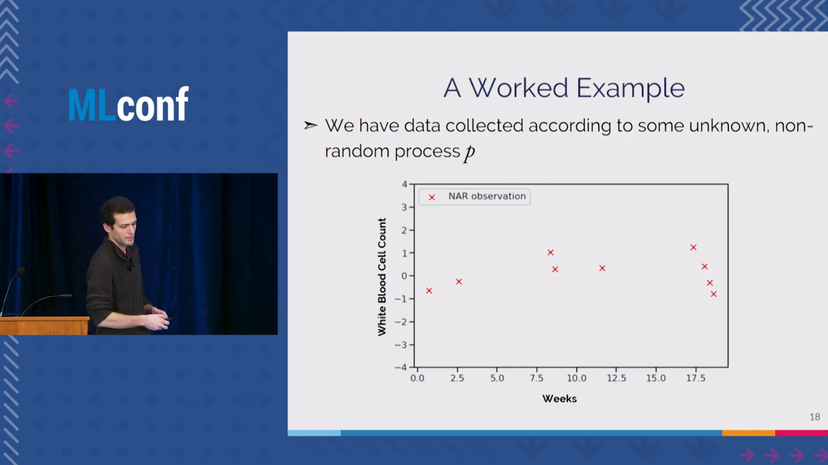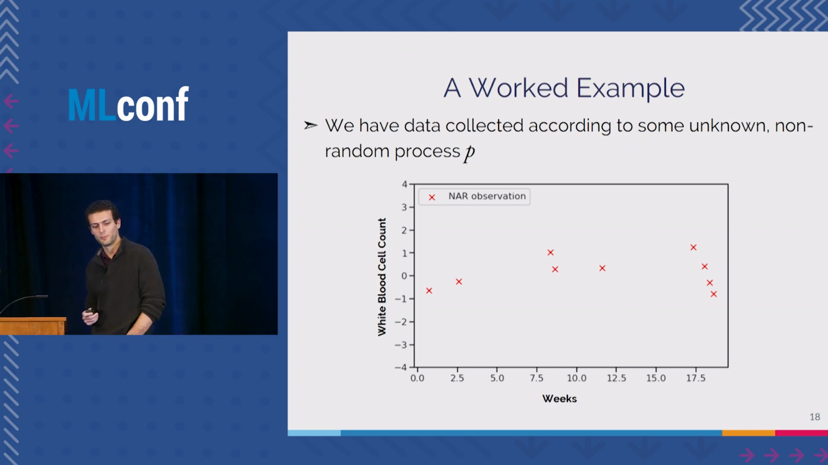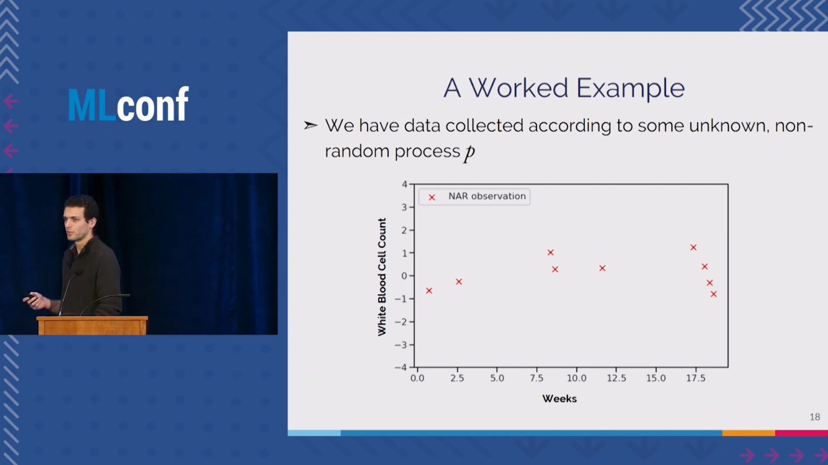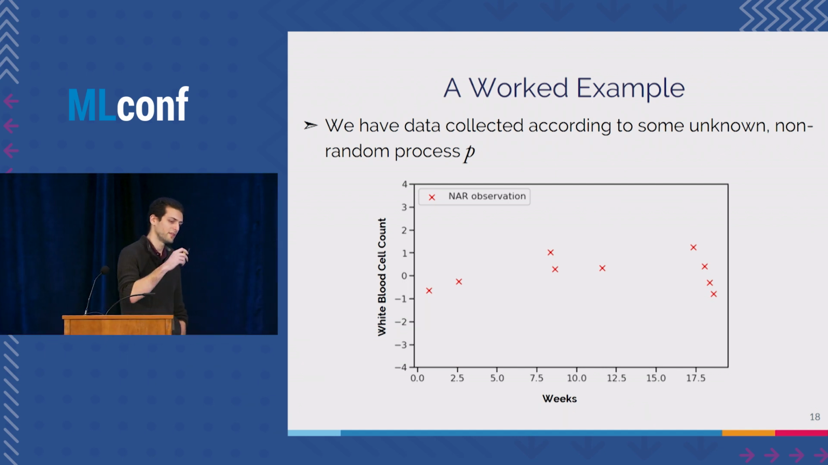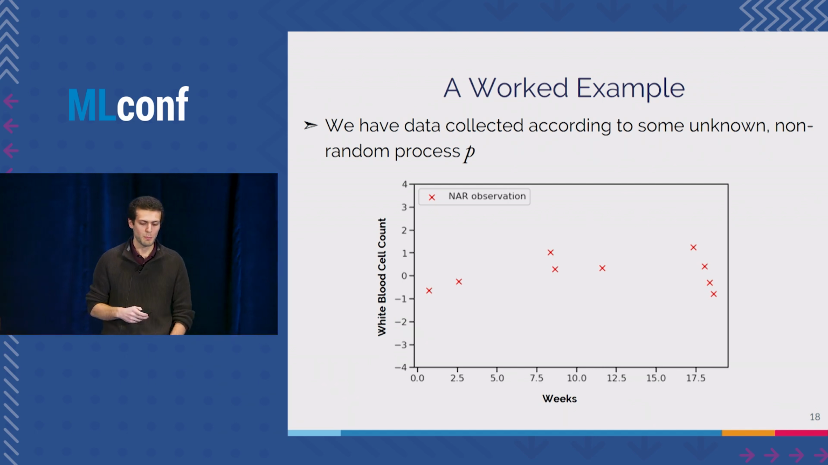So let's go through an example of all of these claims. We're back in the white blood cell count setting. Let's say we have some unknown non-random data collection process that gives us these observations. The X's are the observations. NAR stands for not at random observation.